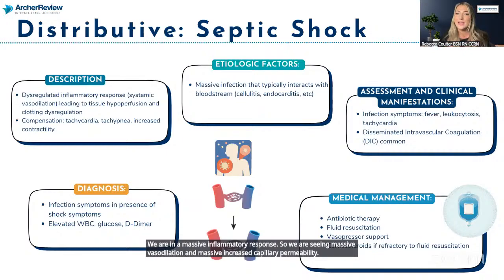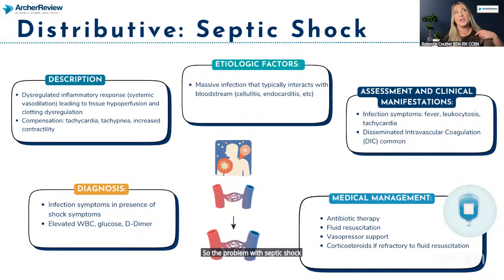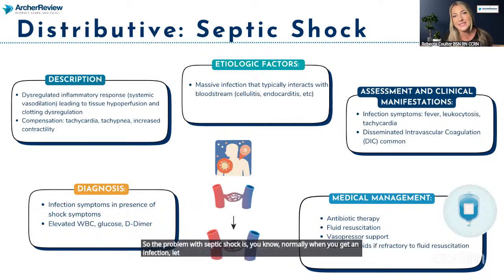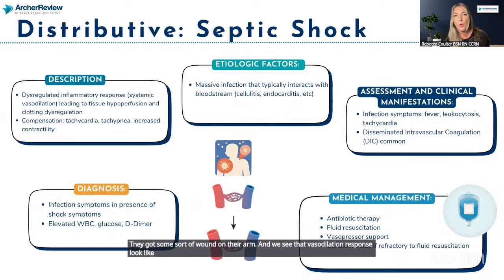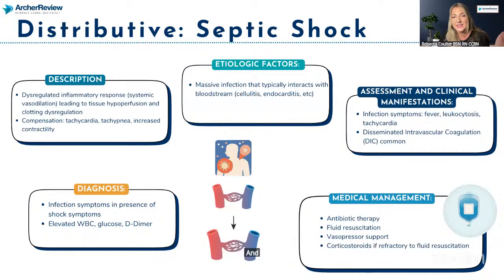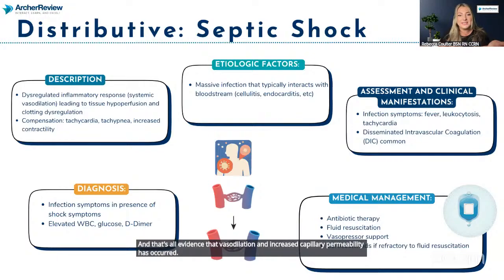So the problem with septic shock is, normally when you get an infection, let's say you've got somebody who has a skin infection, they got some sort of wound on their arm. And we see that vasodilation response look like redness. It might be warm to that area because we're sending a lot of blood flow to that area. And that's all evidence that vasodilation and increased capillary permeability has occurred. We're trying to get white blood cells out of the bloodstream and into the tissues to help fight that infection. So those responses are really, really good for a localized infection.